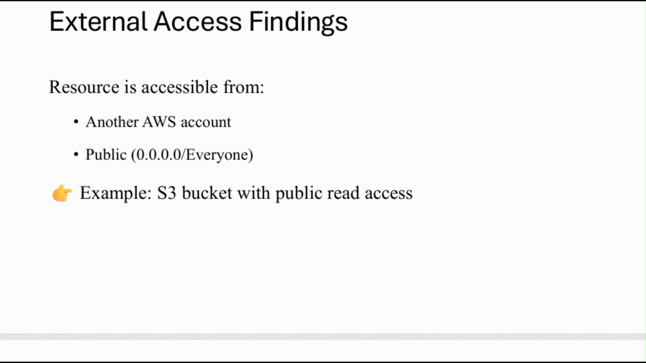There is a type 2, that is public access, access from the internet. This is more serious. Public access means anyone on the internet, anywhere in the world, can access your resource. If your S3 bucket has public read access, anyone can download your files.